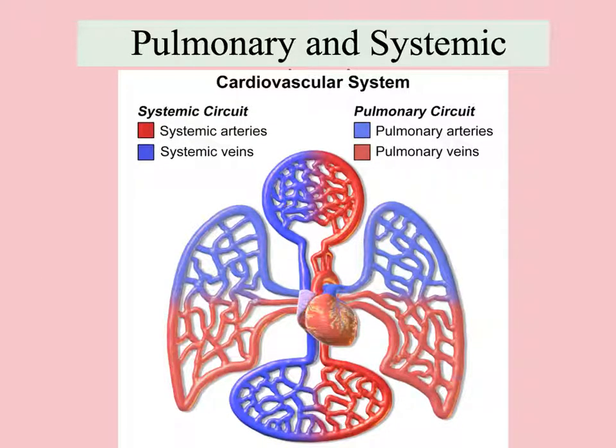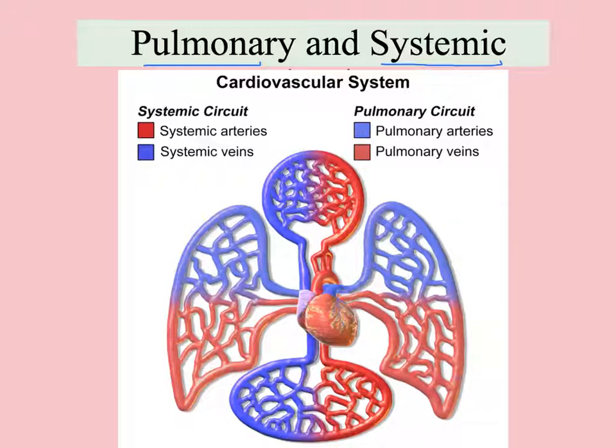Your cardiovascular system has two parts. Two circuits, or sometimes called two loops, the pulmonary and the systemic circuits. So the pulmonary, hopefully you start to recognize these words. Pulmonary refers to the lungs, and then systemic covers the rest of your body systems.